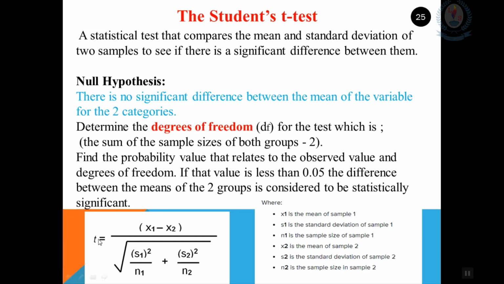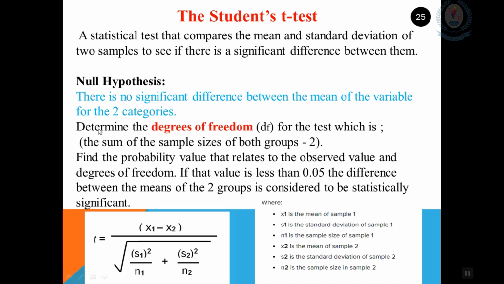To continue with this test, we have to find the mean values of the two sets of data and the standard deviations of the two sets of data. By using the standard deviation, we can find the variance of the two sets separately, and we can plug these values into this equation.